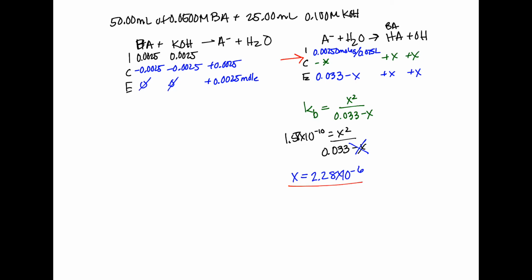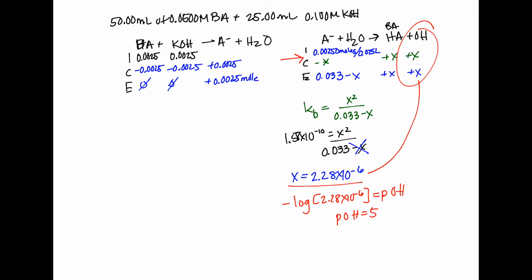Now what x represents in our situation is the hydroxide ion. So if we take the negative log of that, we would get the pOH. And I got that the pOH was 5.64. We can then use that to find the pH. We just subtract the pOH from 14 and we'd get 8.35. That number matches what we said would happen for a weak acid being titrated with a strong base. We said that at the equivalence point, the pH would be higher than 7, so that checks out.